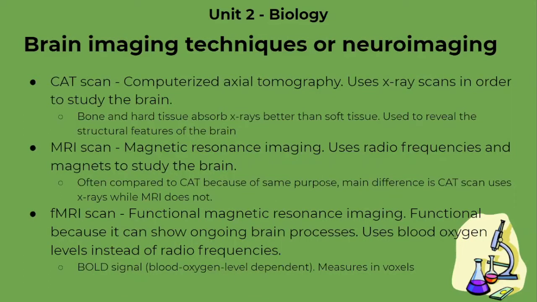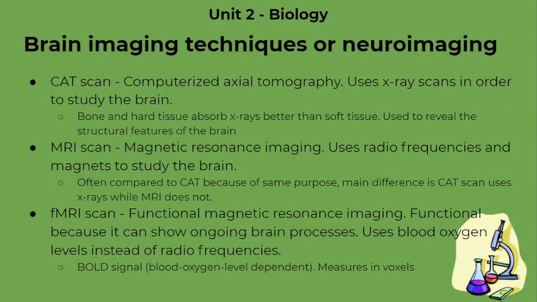The CAT scan, or computerized axial tomography, uses X-ray scans in order to study the brain. Bone and hard tissue absorb X-rays better than soft tissue, so this is used to reveal structural features of the brain. The MRI scan, or magnetic resonance imaging, uses radio frequencies and magnets to study the brain. It is usually compared to the CAT scan because both of them have the same purpose. The main difference is that the CAT scan uses X-rays while MRI does not.